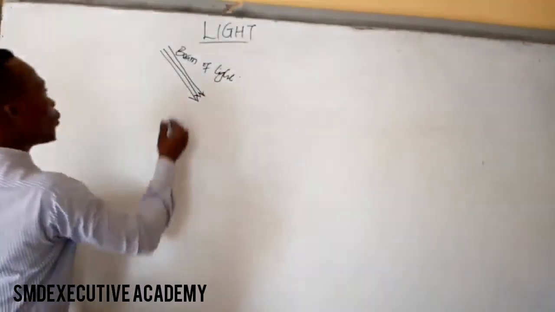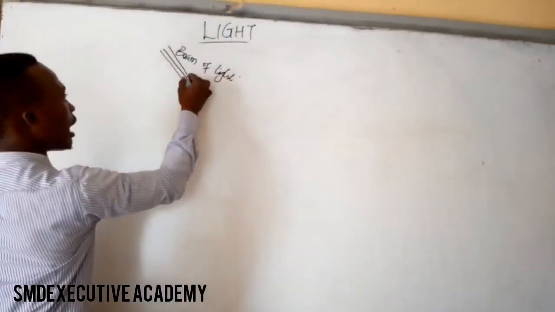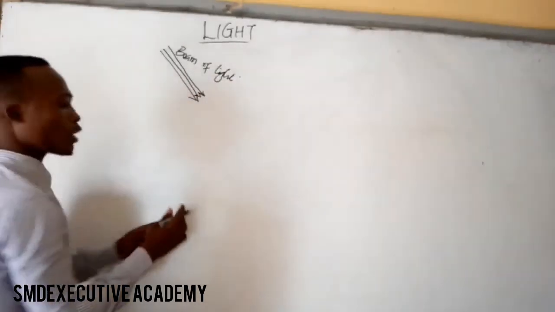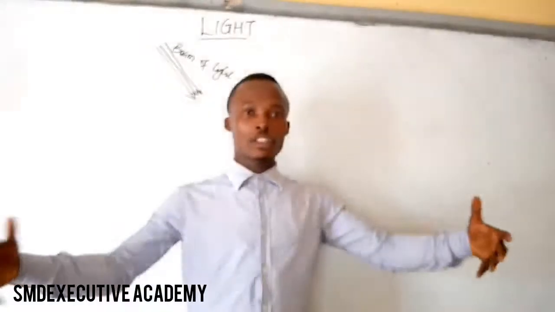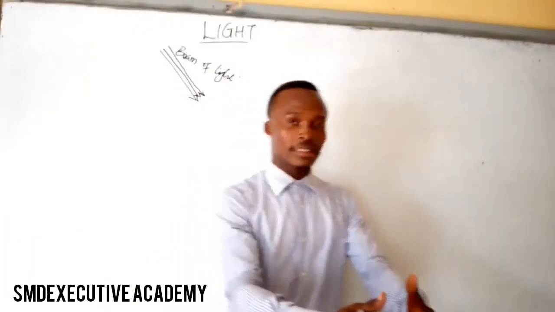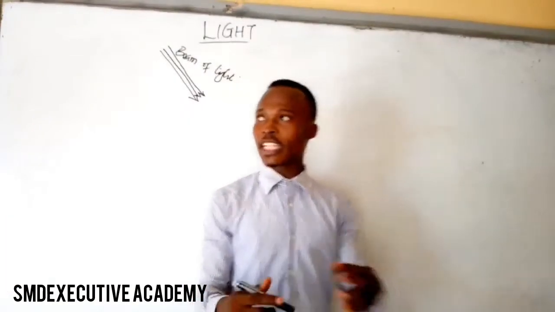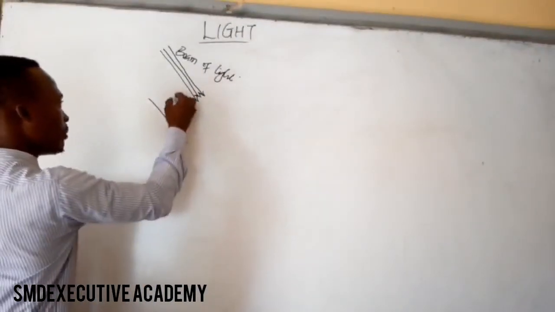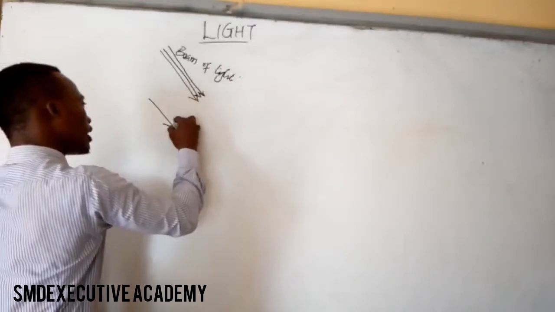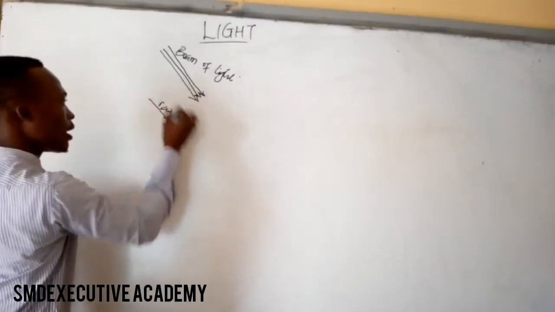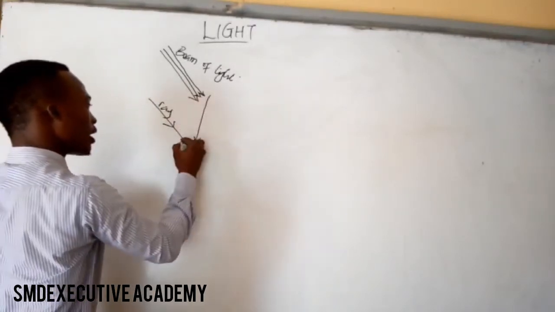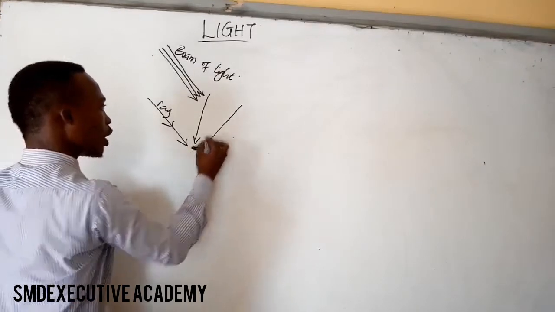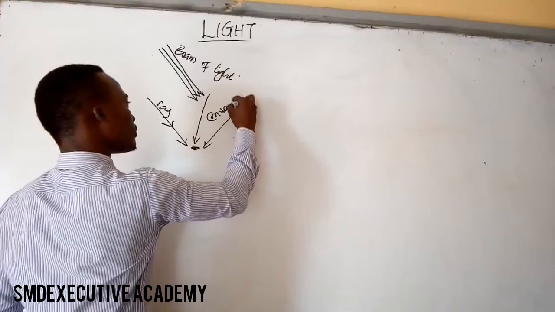Okay, now we have a parallel beam. This happens to be a parallel beam that continues to go this way. Now, if you have a beam that moves from different sources and converges at a point, at a spot, we call that a convergent beam. So it goes this way. This is a ray of light, and we have another one that comes this way. The other one comes this way. Then they meet at this spot. We call this a convergent beam.